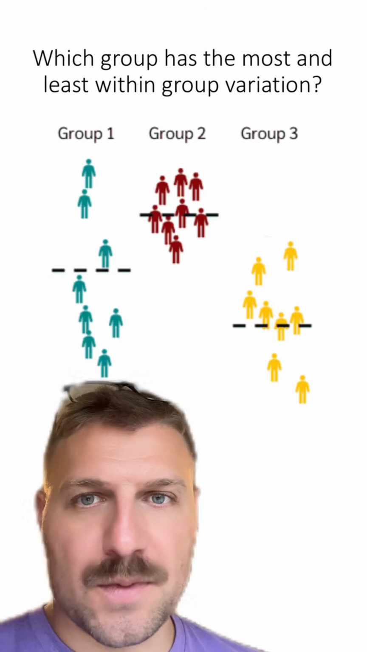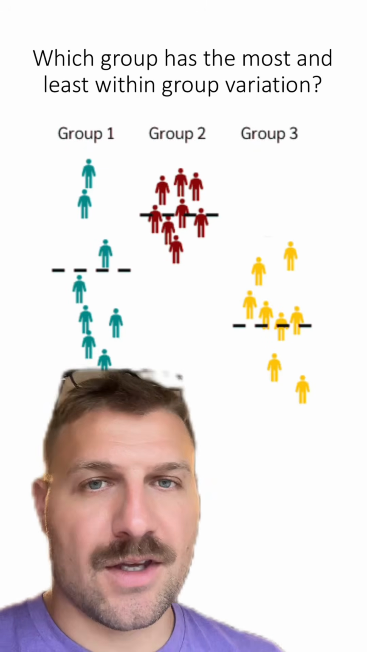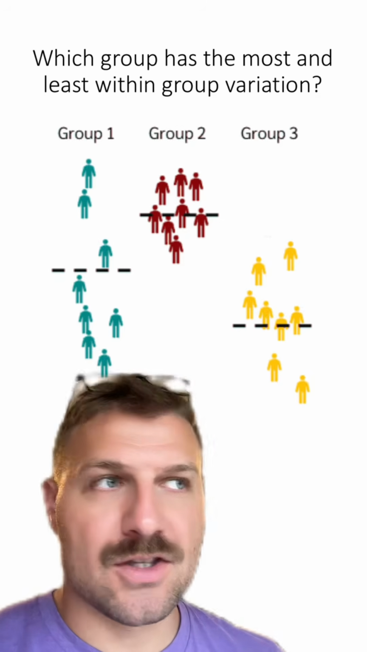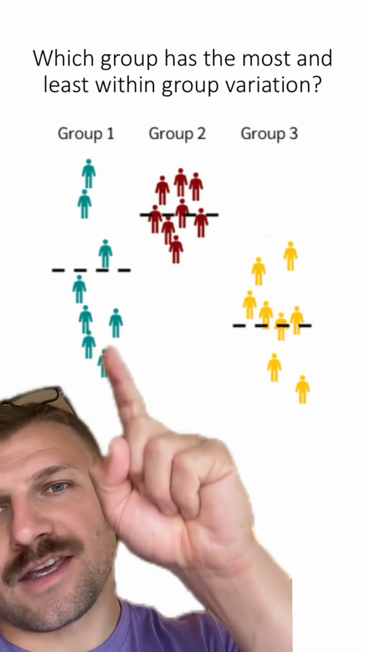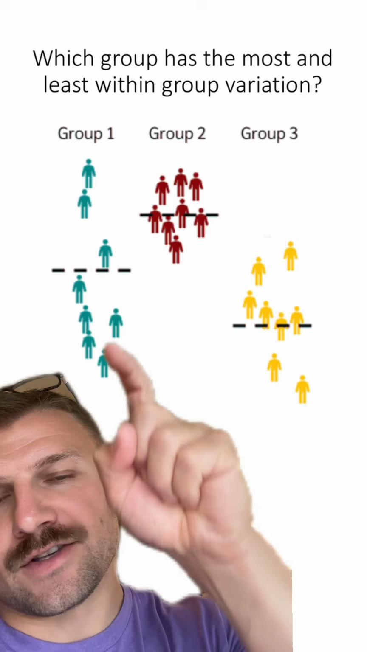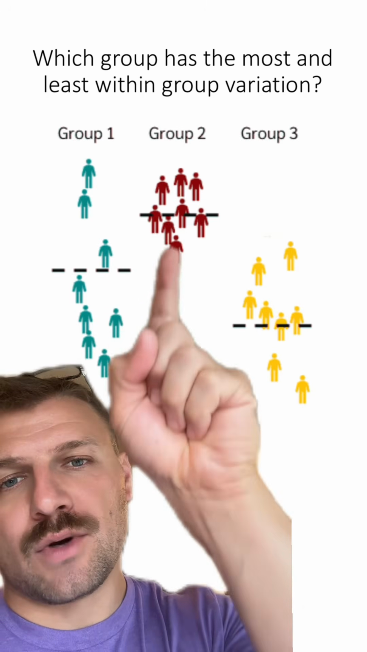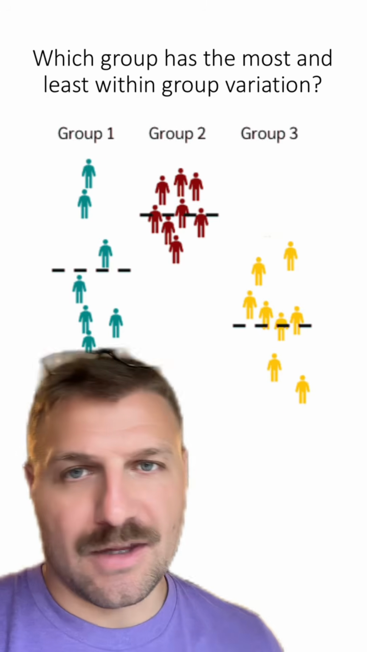Which of these three groups has the most and least within group variation? The dashed lines represent the average for that group of data. And you can see here that the most variation we have is in group 1, while group 2 has the least variation within group data.